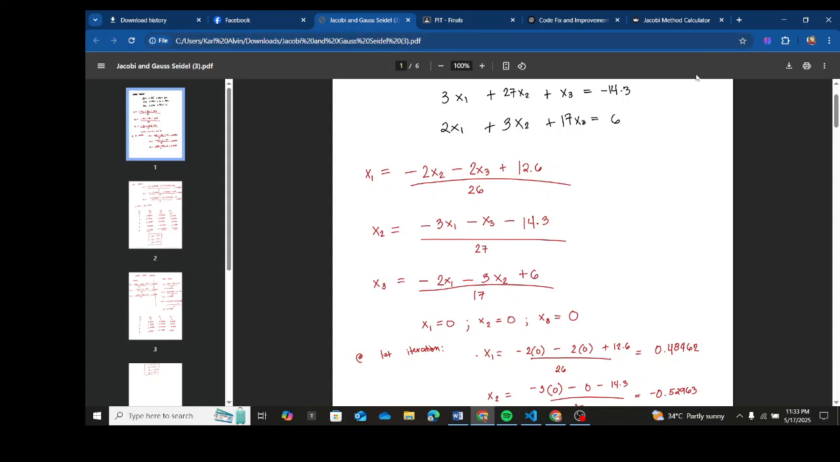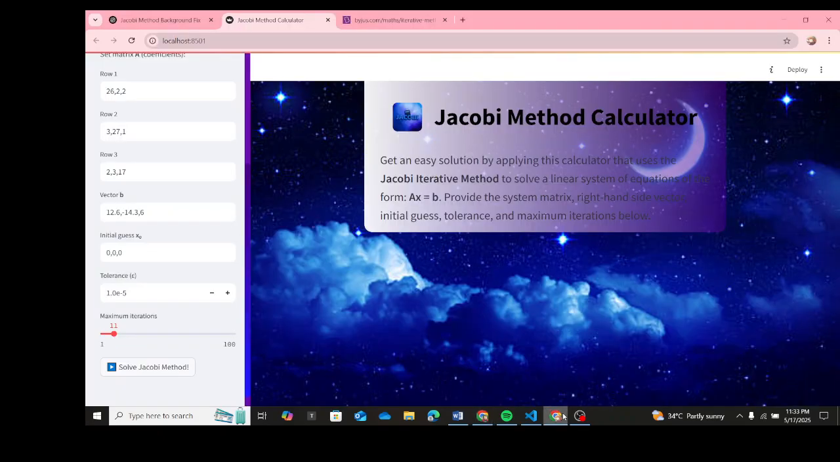And now we move on to our app that I made, the Jacobi method calculator. This is my app that I made so that we can get an easy solution by applying this calculator, which uses the Jacobi iterative method to solve a linear system of equations in the form of Ax equals b.